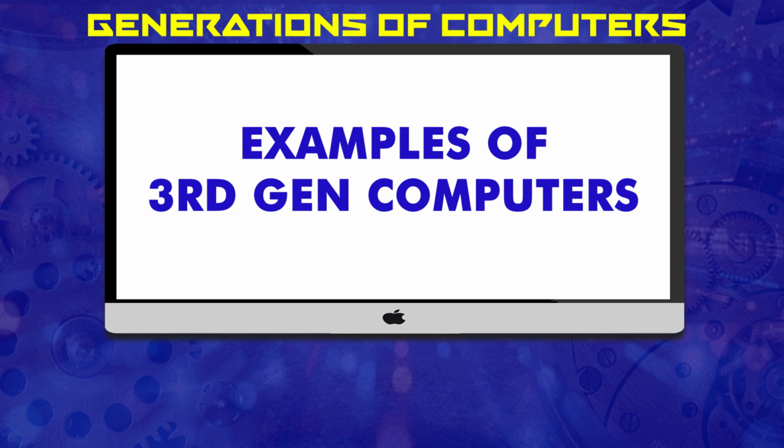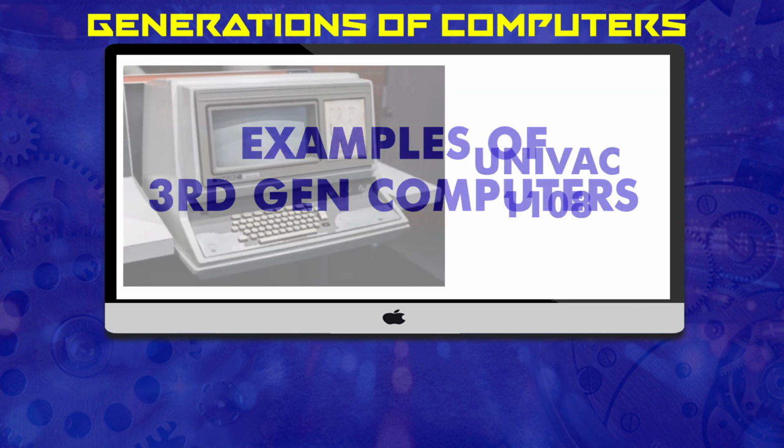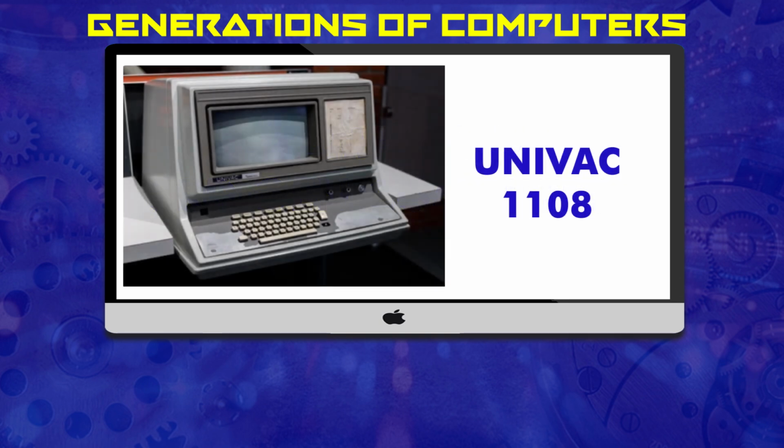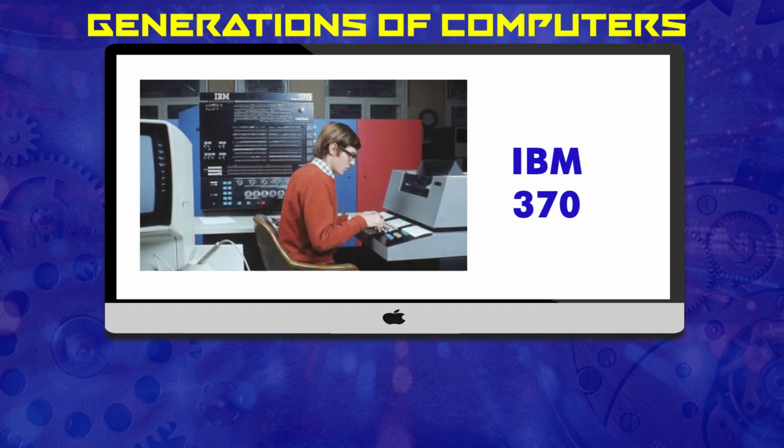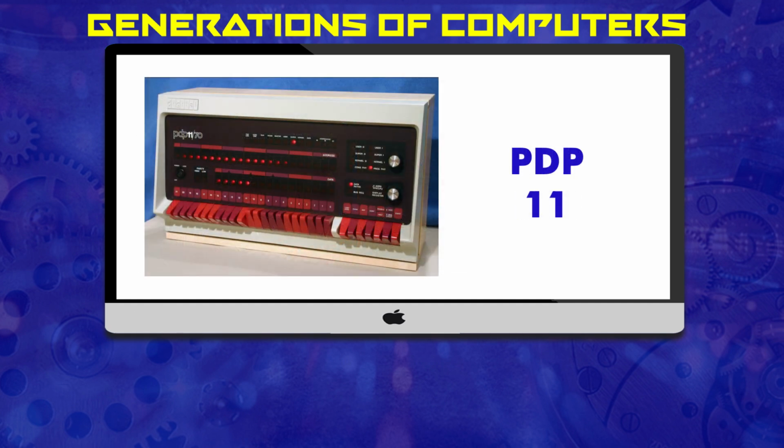Examples of third generation computers include UNIVAC 1108, IBM 370, and PDP 11. Now, it's not People's Democratic Party. The meaning of the PDP here is personal data processor.